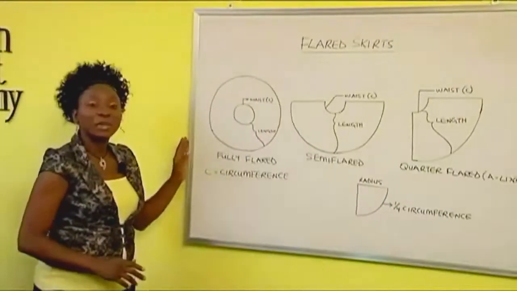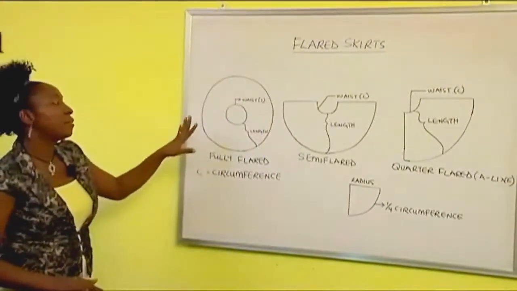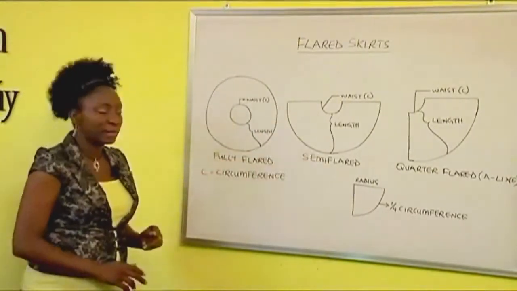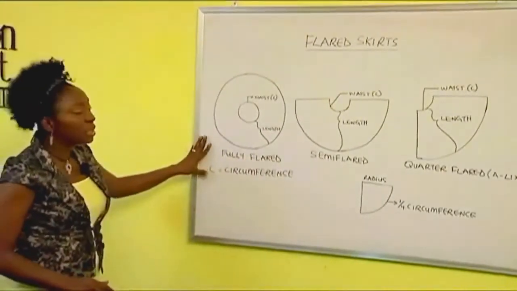...are cut in circles, semicircles, or quarter circles. Let's go to the board and see how it looks. We can see that we have three different kinds of flared skirts. Now take a look at the fully flared skirt.